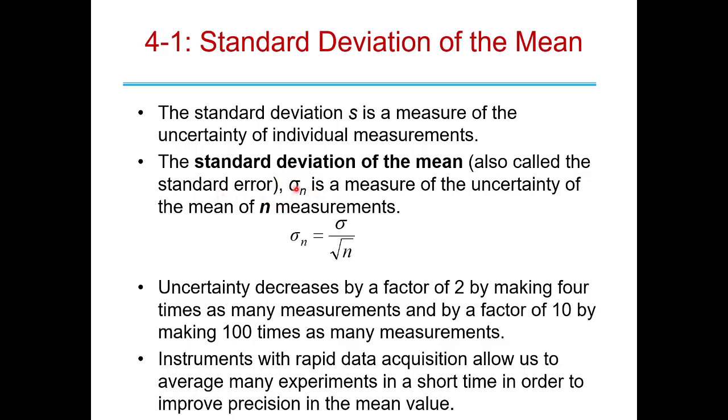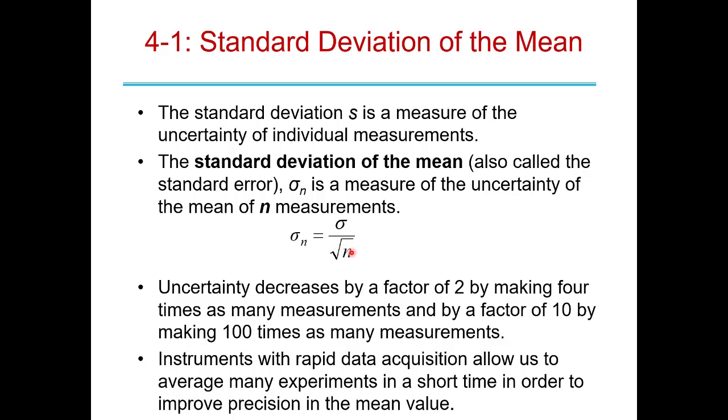And it's given this symbol, sigma, with a little subscript n, so n is the number of measurements. And it's a measurement of the uncertainty in the mean of n measurements. And it's defined this way. It's the standard deviation divided by the square root of the number of measurements. In lowercase n, here's the number of measurements.